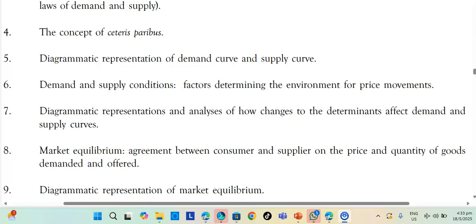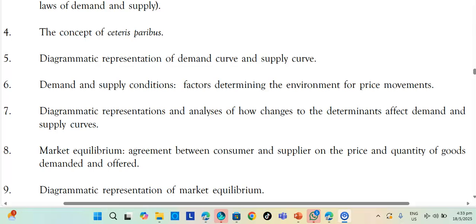Another factor that affects demand condition is price of related goods. Now, there are two types of related goods. It can be a substitute or a complement. So for substitute goods, goods that can replace each other, example Coke and Pepsi. So if the price of Coke rises, demand for Pepsi may increase. Complements, goods that are used together, phones and phone cases. So if the price of phones falls and more people buy phones, the demand for phone cases increases.